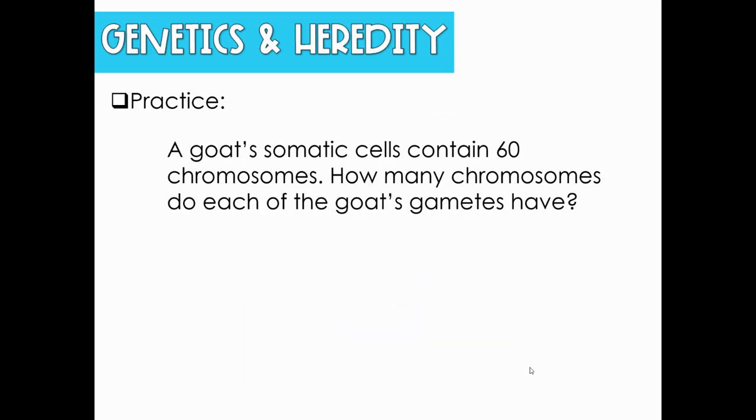All right, so we can use that to answer some questions. So this says a goat's somatic cells contain 60 chromosomes. So how many chromosomes do each of the goat's gametes have? So remember, gametes are going to have half the number of chromosomes as somatic cells in the organism. So you're just going to take 60 and divide it by half, and your answer would be 30.